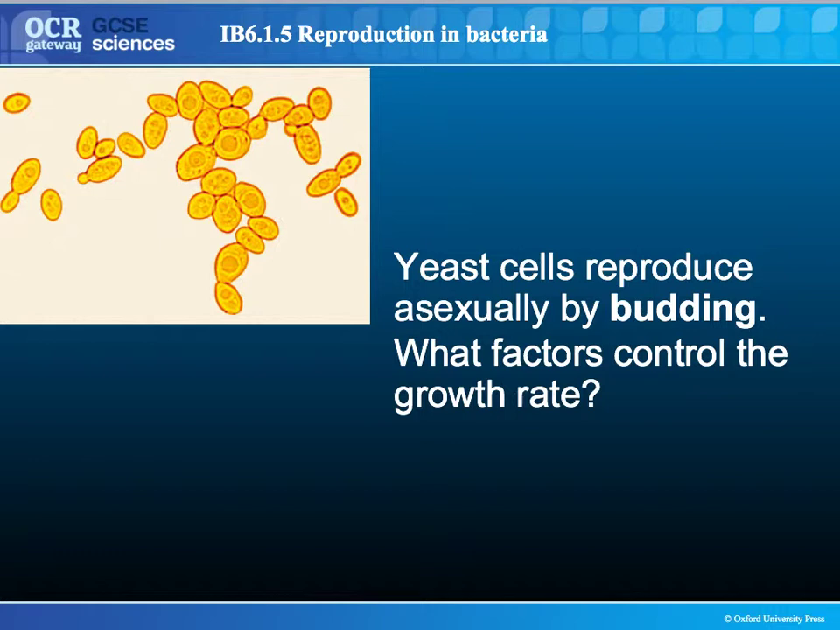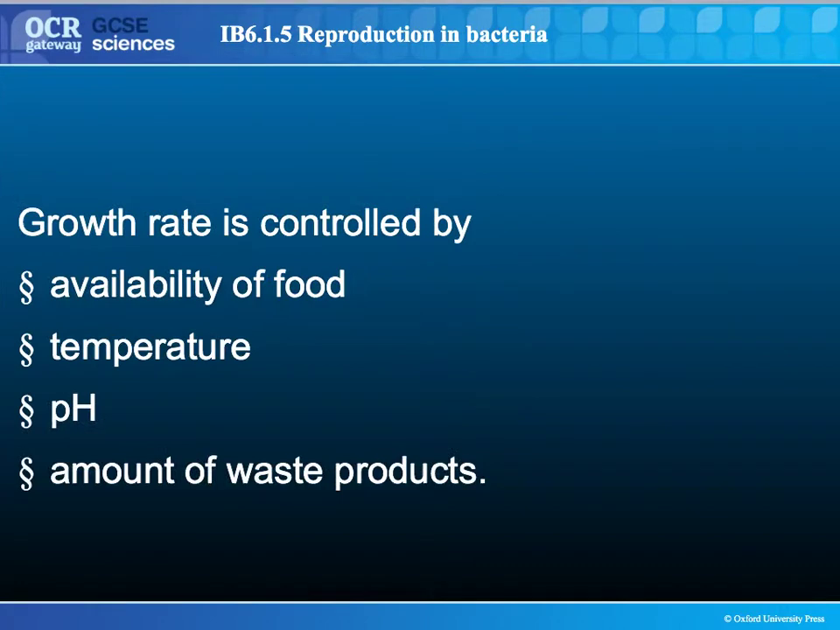Now, we've got different factors that can affect the growth rate of yeast and this budding process. These factors are the availability of food for the cell, the temperature, the pH, and the amount of waste products that are surrounding the cell. Having a good availability of food will allow for molecules to be built within the cell when it's dividing, things like proteins and the chitin.